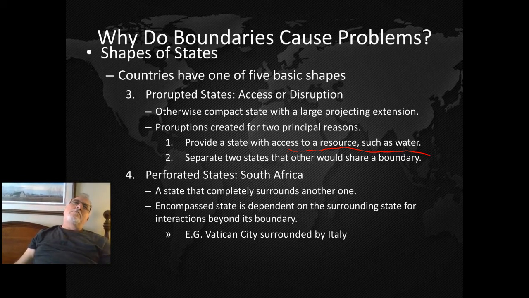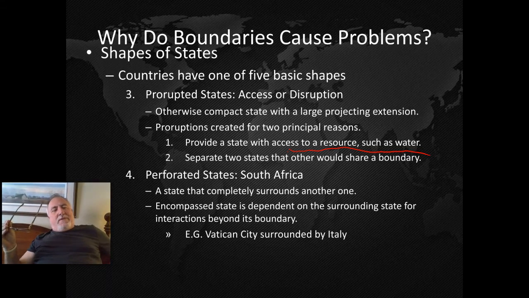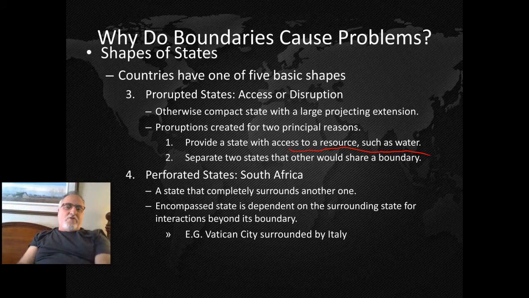But I think Peru was nice enough, about 5 years ago, to allow them access to the Pacific Ocean. And then we have perforated states. A perforated state, like South Africa or Italy, is a state that completely surrounds another state. So there's a hole, a perforation, in that country. South Africa is an excellent example because it has two other countries inside its borders, two compact states.